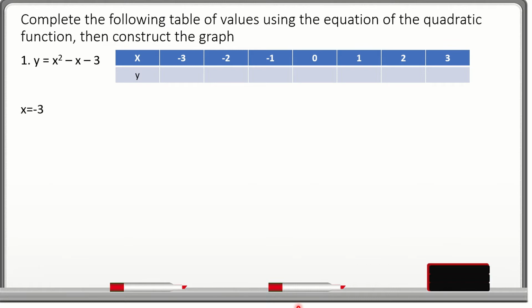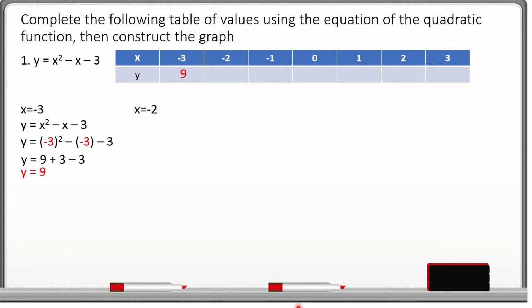So let's start with x is equal to negative 3. From our quadratic function, we're going to substitute the value of x as equal to negative 3. So we simplify negative 3 squared minus negative 3 minus 3. Our answer is y is equal to 9 plus 3 minus 3. Then we add this from left to right. 9 plus 3 is 12 minus 3. The answer is 9. So we have negative 3 and the value of y is 9.